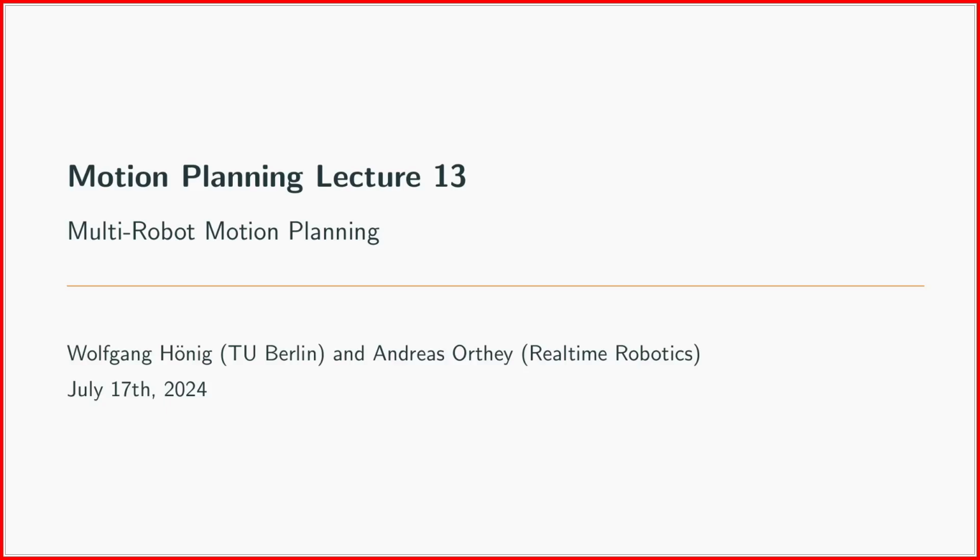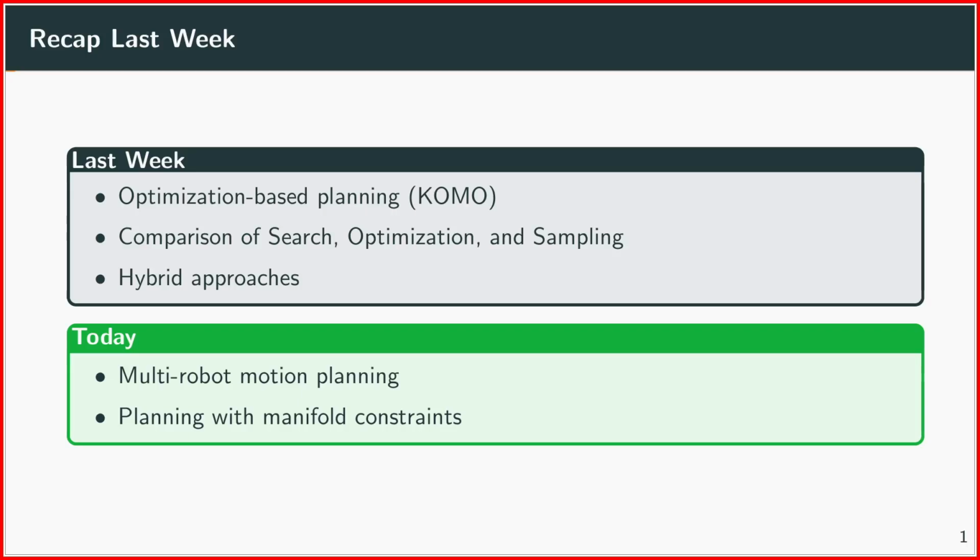those high-dimensional state spaces. Okay, and before I go into that, I want to just recap briefly what Wolfgang talked about last week. We talked a little bit about optimization-based planning, especially COMO, and then also a little bit of comparison of search, optimization and sampling, and also some hybrid approaches. As I said, today multi-robot motion planning, and if we are still having time, I will also talk a little bit about planning with manifold constraints.